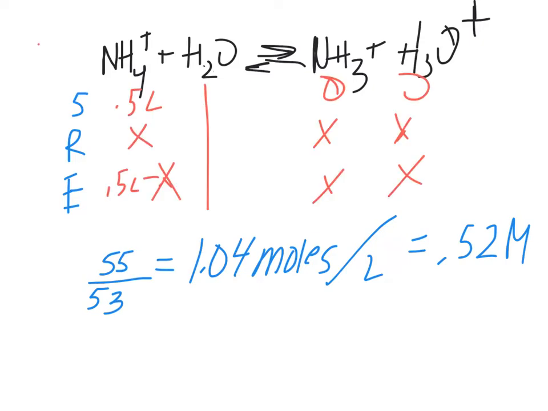Setting up my ICE chart, the starting concentration of ammonium should be 0.52, the amount that reacts should be X, and the equilibrium amount should be 0.52 minus X. Since there is no ammonia initially and no hydronium initially, I used X and X to represent the amounts that form, and also that would be the amounts at equilibrium. Then I have to solve for the value for X.